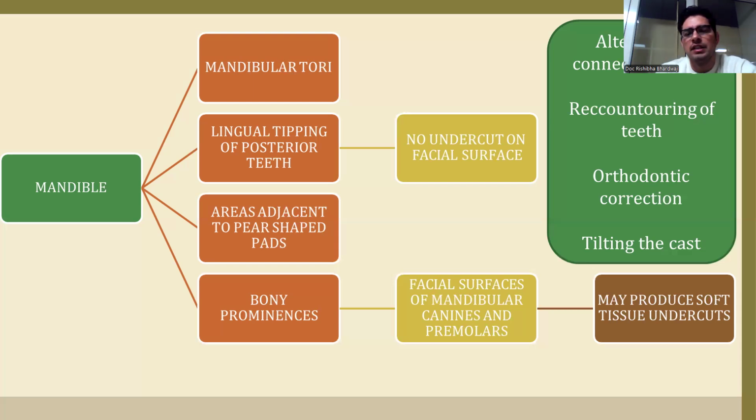In short, we need our prosthesis to be comfortable for the patient, whether in case of the placement, in case of the removal, or while chewing. We need to eliminate all the interferences by doing surgical procedures, or orthodontic corrections, or recontouring of the teeth, or by tilting the cast. Anyhow, we have to manage the interferences.